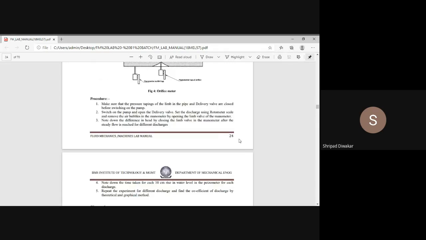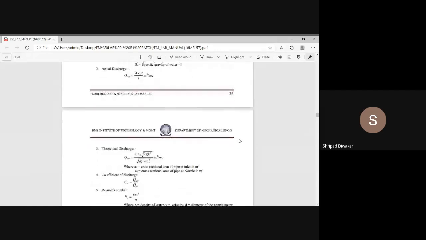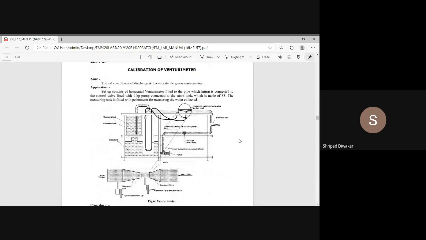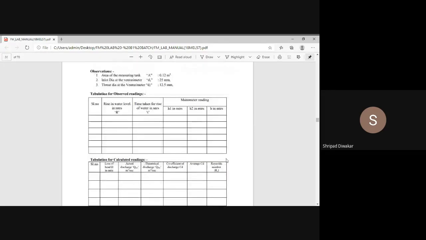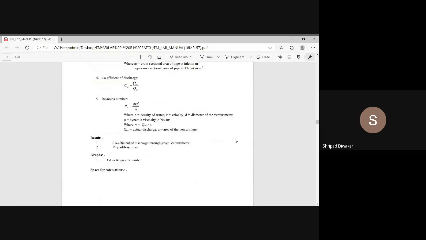So, but the instrument is same. As I said, we have the combined setup. Okay, the instrument is same, but the only difference is that whenever you conduct the experiment on venturimeter, you close the orifice meter and the nozzle valves. Okay, so what you are seeing, this is the venturimeter. Okay, this week we are going to conduct the experiment on venturimeter. Okay, so the tabular column, everything is same. The tabular column you noted down in the previous class. Okay, same tabular column, the same specification, same observations. Okay, so whatever values you have, the same tabular column.